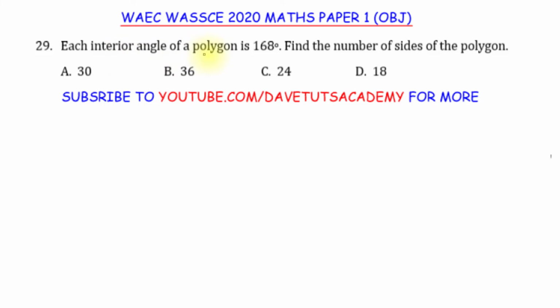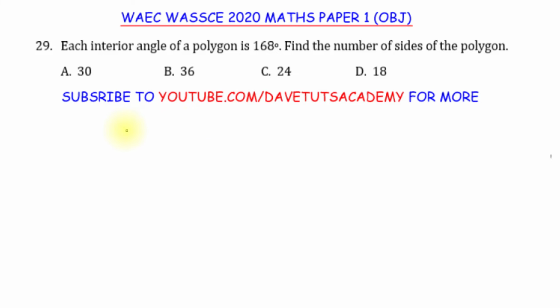Each interior angle of a polygon is 168 degrees, and we are to find the number of sides of the polygon. Now, as a rule of thumb, there is a general formula to get the sum of the angles of a polygon. Now, look at this question. We're told that each interior angle of a polygon, each one of them being 168, means that it's a regular polygon. So the number of sides is also going to give us the number of interior angles of the polygon.